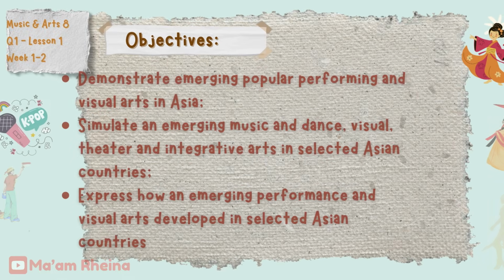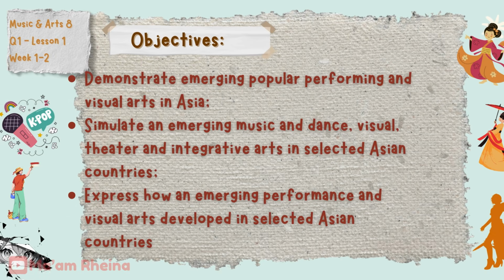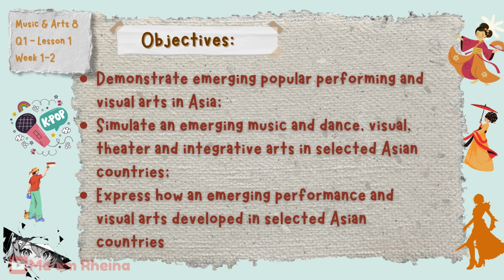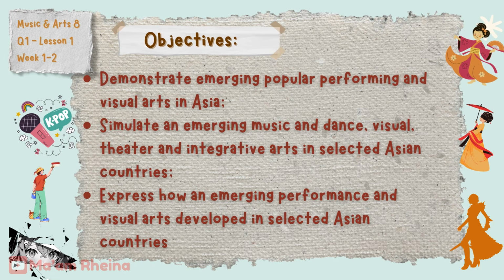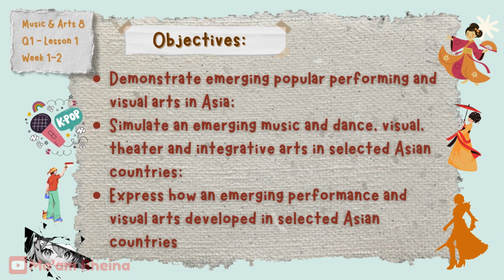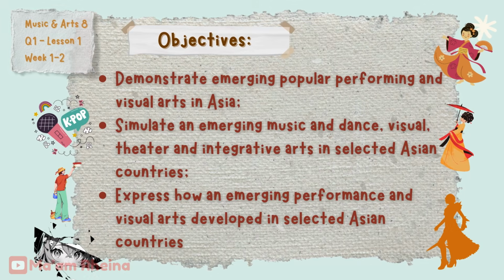Learning objectives. By the end of this lesson, you are expected to demonstrate emerging popular performing and visual arts in Asia, simulate music, dance, visual, theater, and integrative arts from selected Asian countries. Express how these modern art forms have developed in Asia. By the end of this lesson, you'll not only learn new artistic styles, you'll experience and share them too.